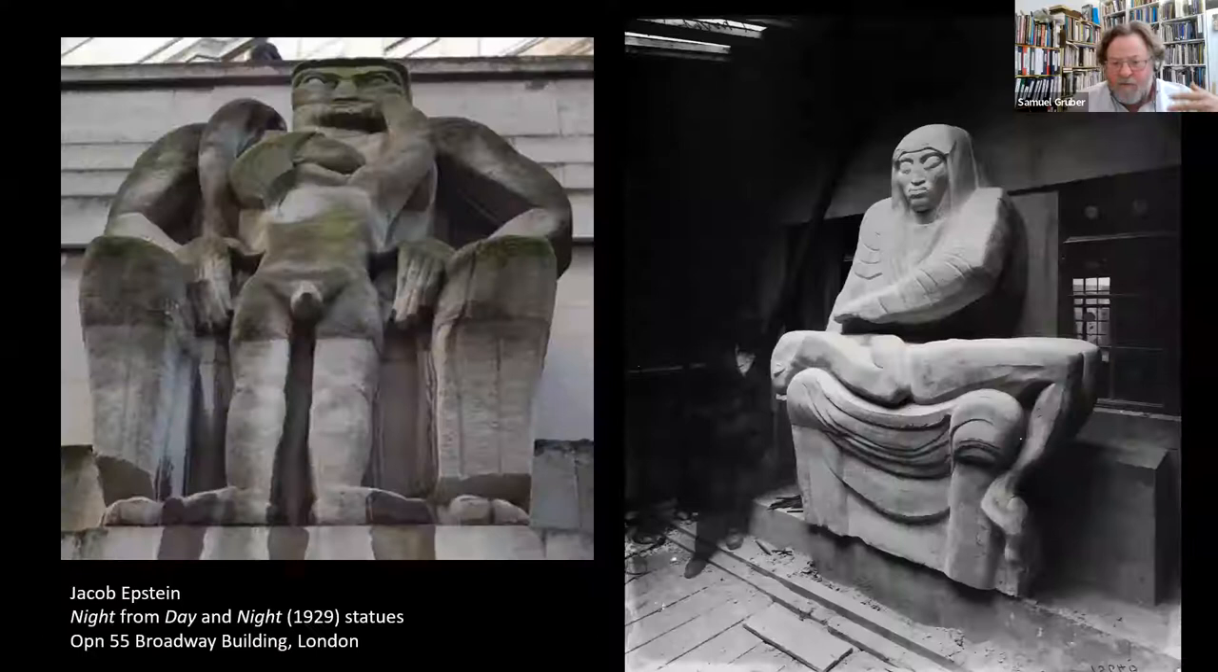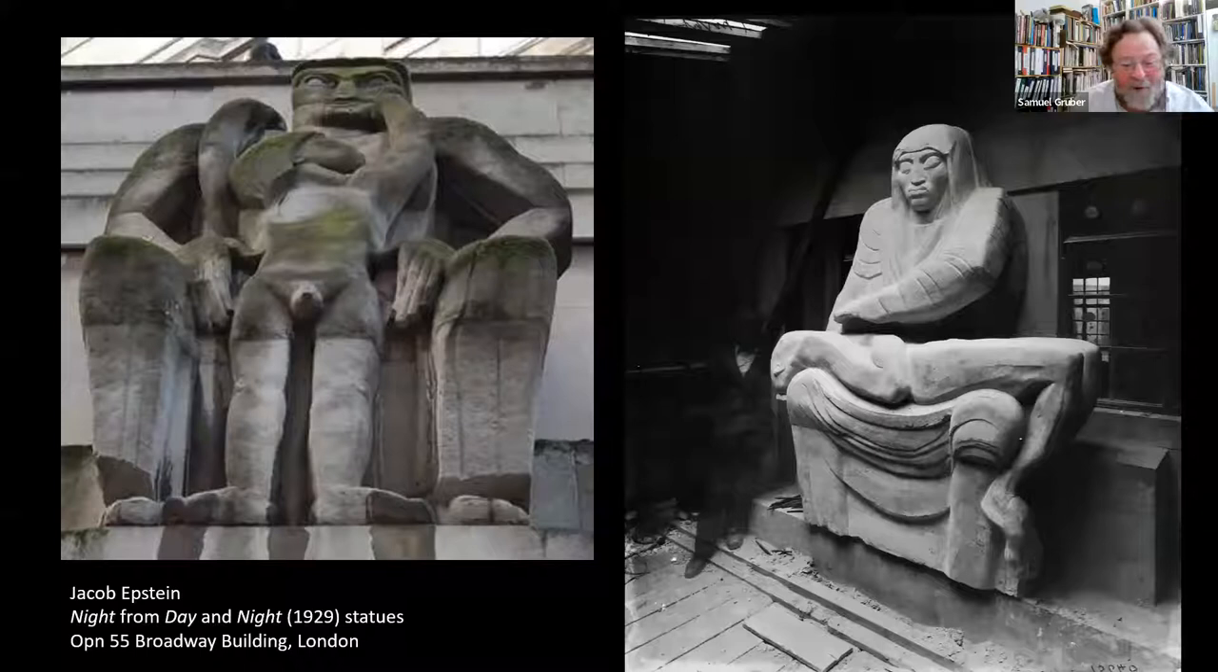Epstein was actually a rare instance of a Jewish artist. He was born in America, in New York, to immigrant parents. He started as a graphic artist. He was trained at the settlement houses in New York, and then he moves to France, and then he moves to London. So already as a young man in his early 20s, he's in London. He spends the rest of his career in England and becomes the most famous sculptor of the 20th century, probably in England, along with Henry Moore and Barbara Hepworth and a few others.